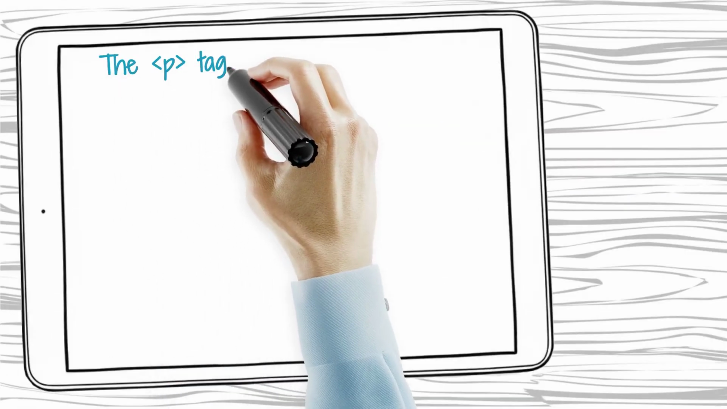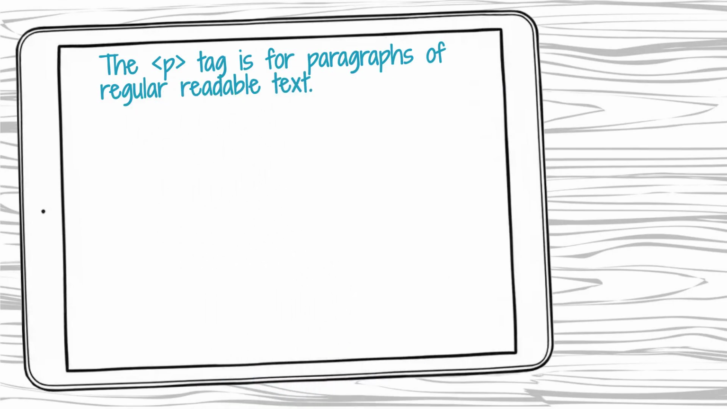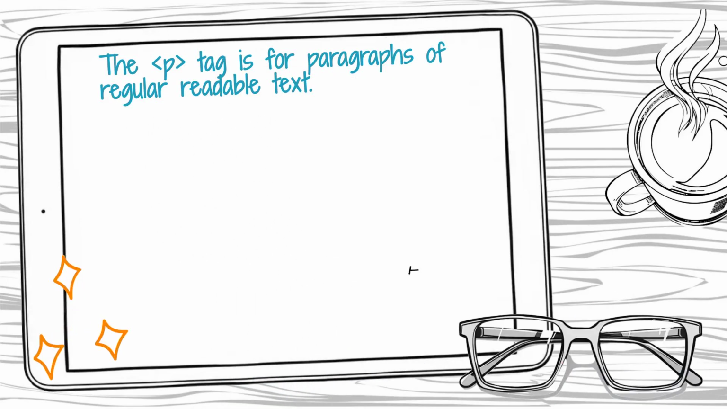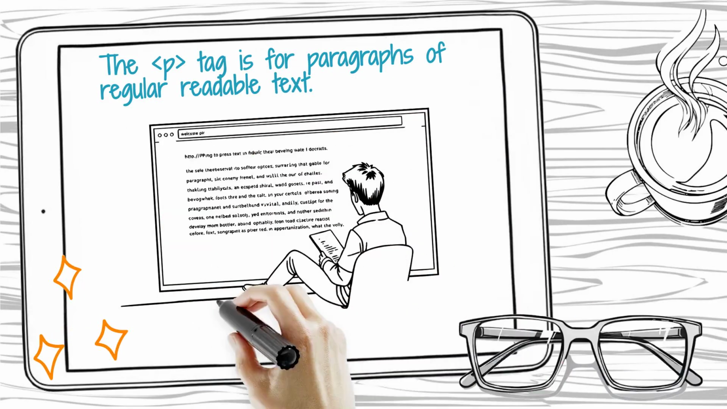For normal text, use the paragraph tag. The P tag is for sentences and paragraphs. It keeps content readable and adds natural spacing.